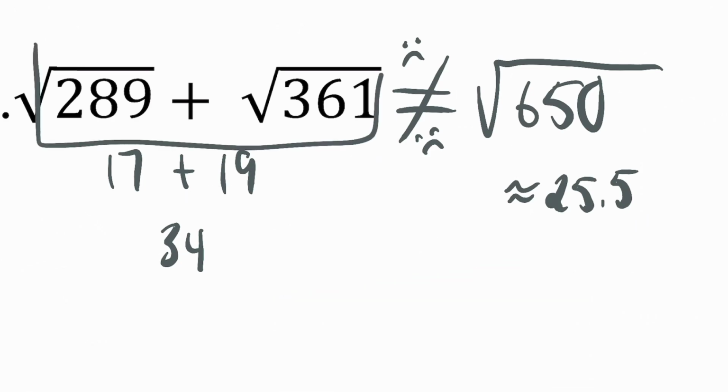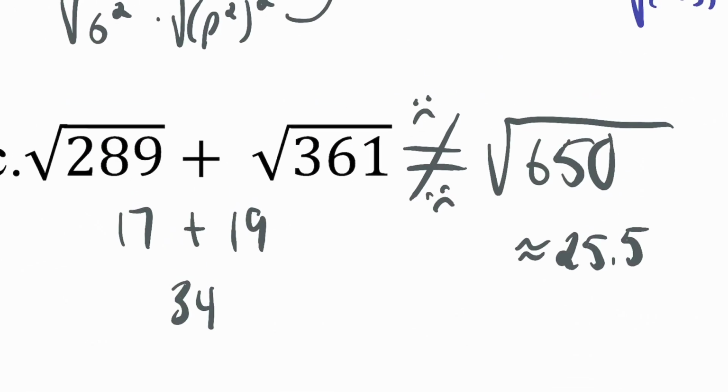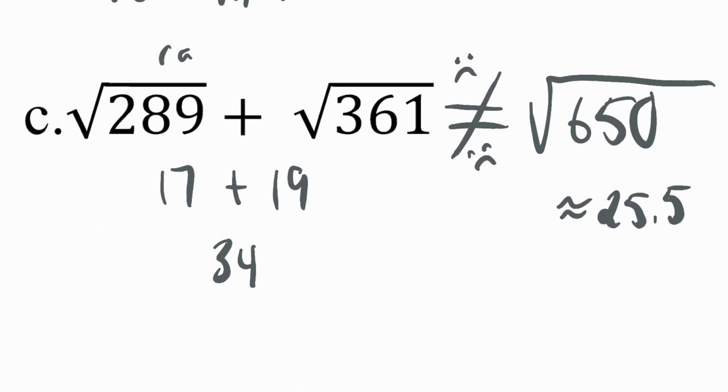So when you have two roots like that, and they're being added, a root plus another root, do not add the numbers inside. These are each called the radicand of the respective term. Running out of room here.